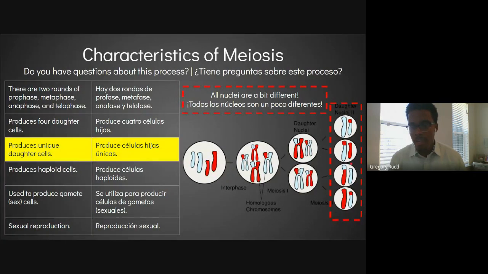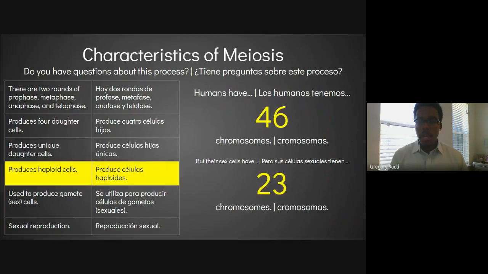There are slight differences between the two. Or I'm sorry, between all 4 of the daughter cells. There are differences. So each one is unique. And each one is also called a haploid cell. Haploid means that it has half of a complete set of chromosomes.